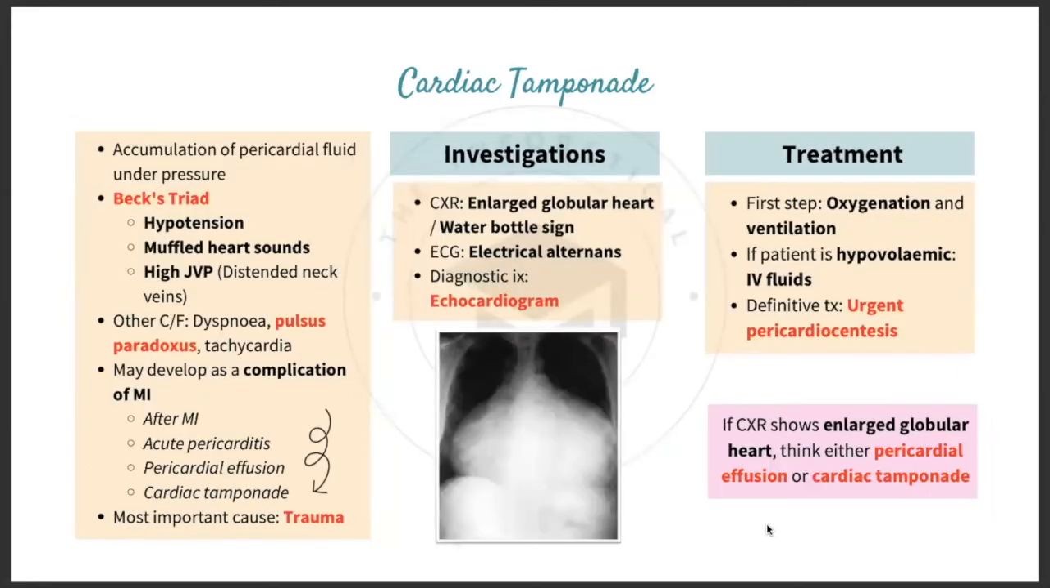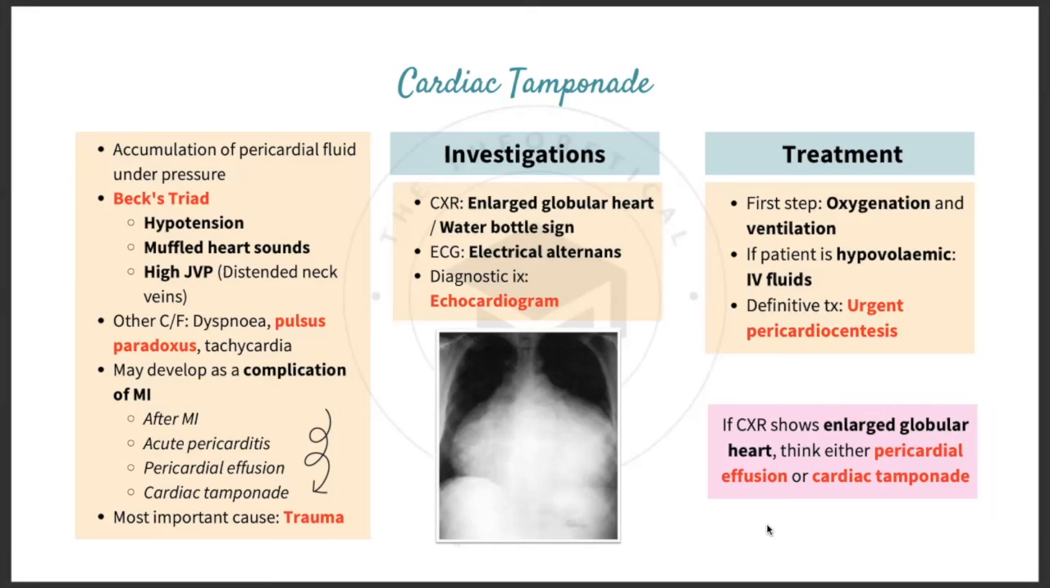All right, so let's move on to cardiac tamponade. So cardiac tamponade, by definition, is the accumulation of pericardial fluid under pressure. And it's very important to remember this Beck's triad. If you can't really remember anything about cardiac tamponade, remember Beck's triad. It's associated with cardiac tamponade.